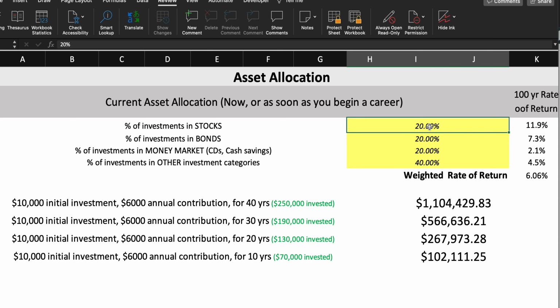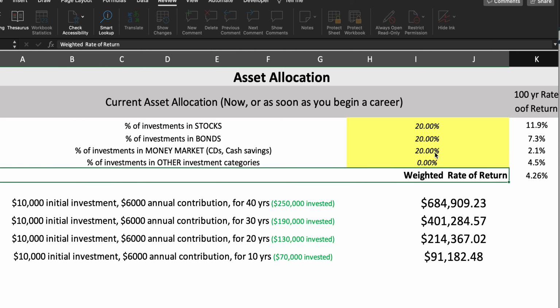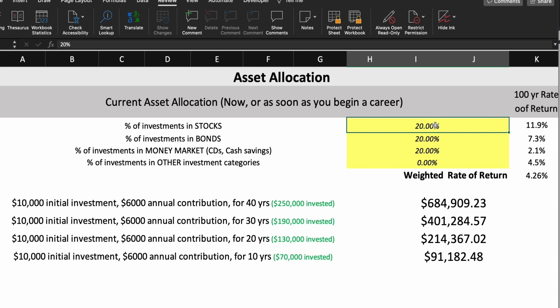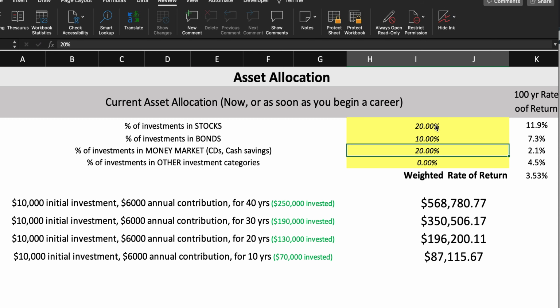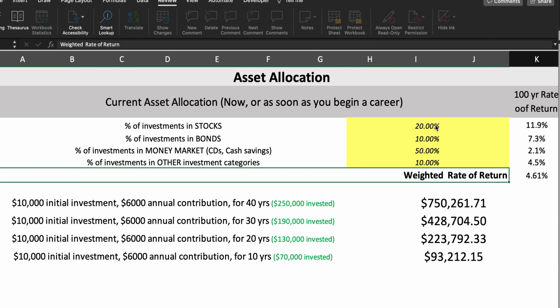I want an allocation of, let's say, 20% in stocks, and then 10% in bonds, and then 50% in cash, so personal savings, etc. And that leaves me with 10% for something other. You can see that my weighted rate of return is only going to be 4.61%.